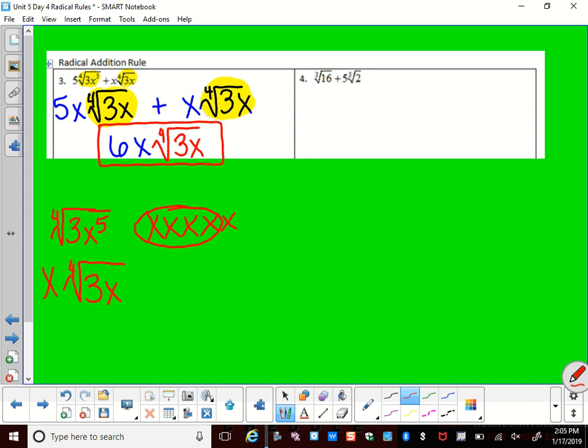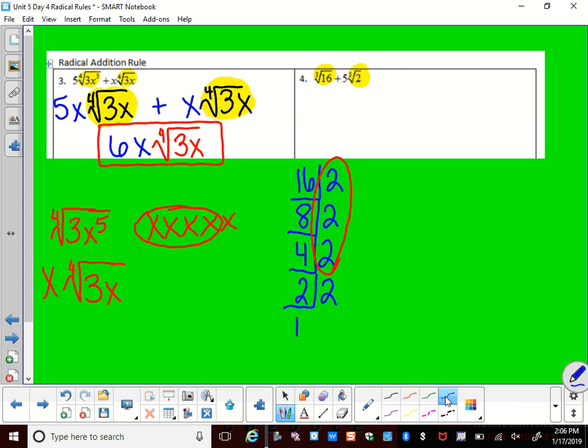On number 4, are my radicals matching? No. Which one can I simplify? The 16. There is no cube root to 16, so I'm going to do the factor ladder. My smallest number to go into 16 is 2. I divide, I get 8. Smallest number is 2. I divide, I get 4. Smallest number is 2. I divide, I get 2. 2, 1. I need a group of how many numbers? 3. There's my group of 3.